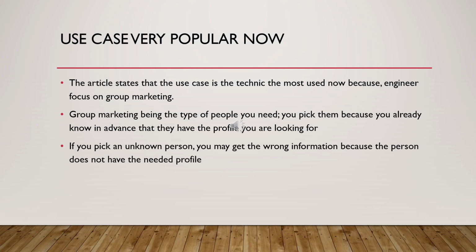The article argued that the use case is the technique most used now, because engineers focus on marketing. Group marketing are the type of people we need, so you pick them because you already know in advance that they have the profile you are looking for. If you pick someone you don't know, you might get wrong information. So this one is very easy.